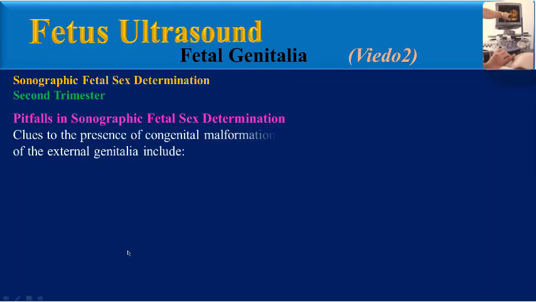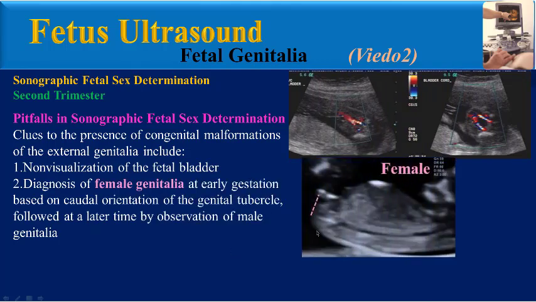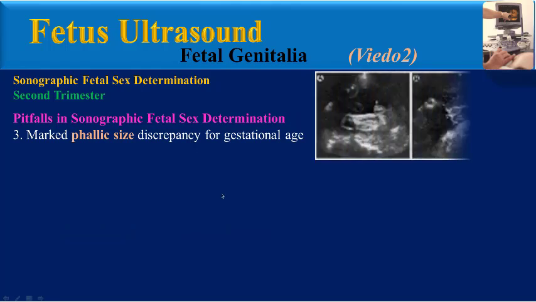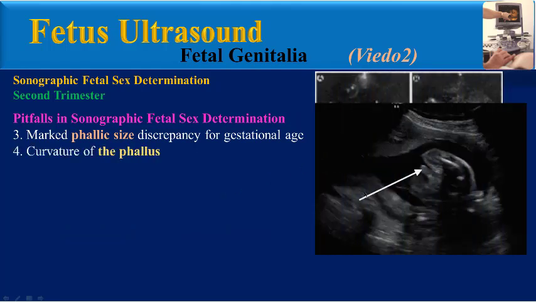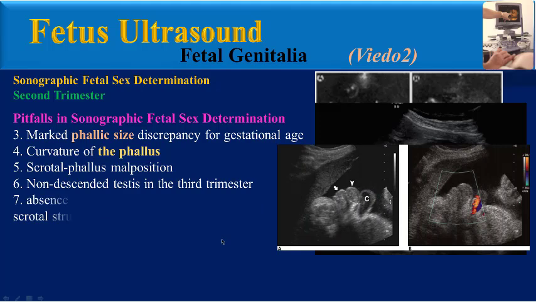Clues to the presence of congenital malformations of the external genitalia which cause pitfalls in sonographic fetal sex determination include non-visualization of the fetal bladder, diagnosis of female genitalia at early gestation based on caudal orientation of the genital tubercle, followed at a later time by observation of male genitalia, marked phallic size discrepancy for gestational age, curvature of the phallus, scrotal phallus malposition, non-descended testis in the third trimester, absence of phallic, labial, or scrotal structures.